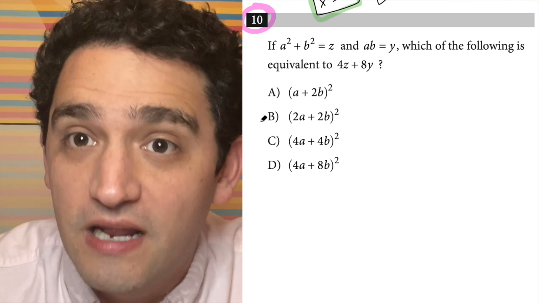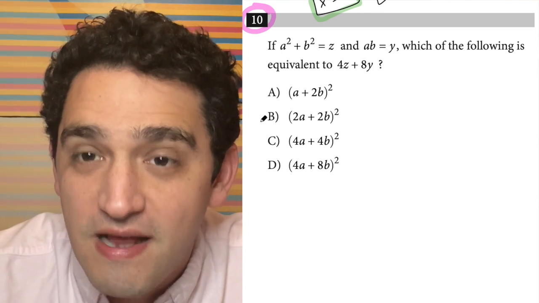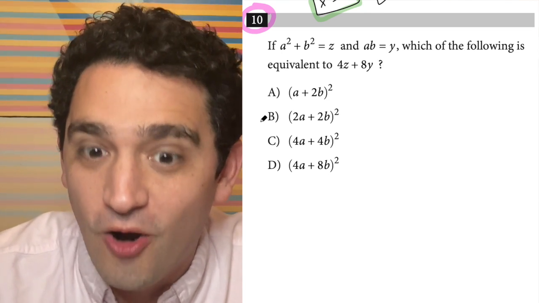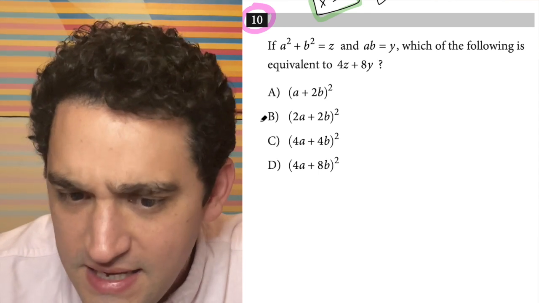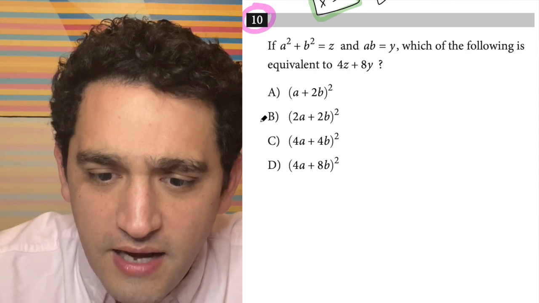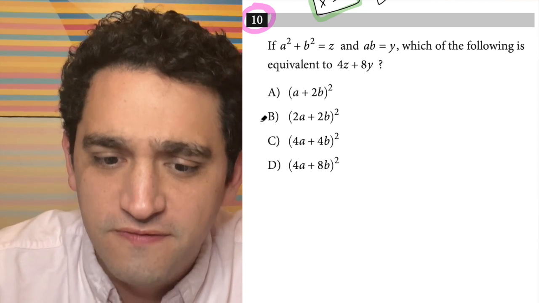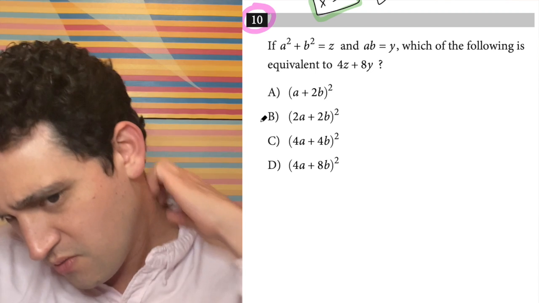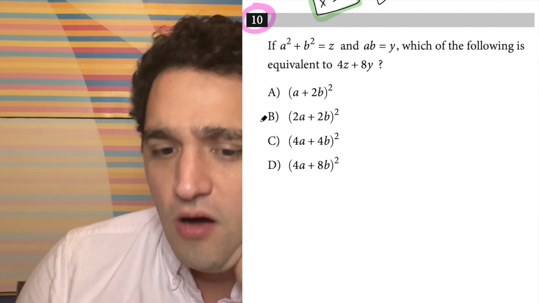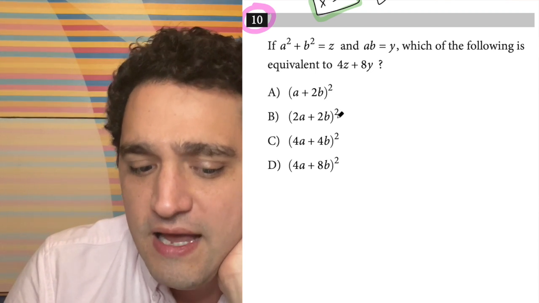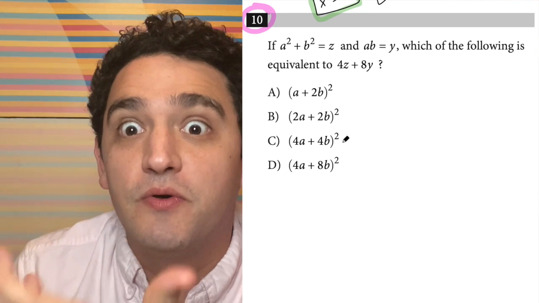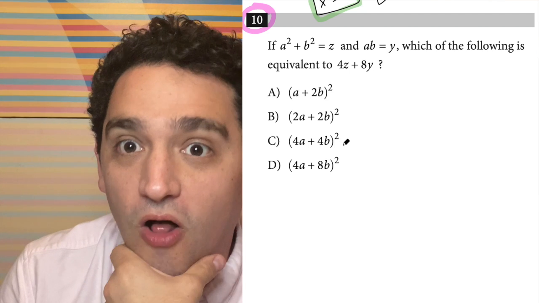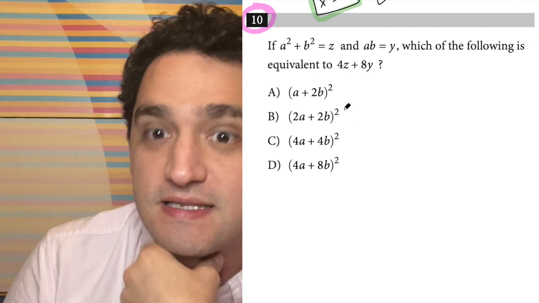The test is starting to get a bit difficult, but that's okay. There are several ways of solving a hard problem like this. If a squared plus b squared equals z, and ab equals 9, which of the following is equivalent to 4z plus 8y? Well, the first thing we do is notice that all of our answers are in terms of A and B. So perhaps our answers should be in those terms as well. We should solve in terms of A and B, not Z and Y.